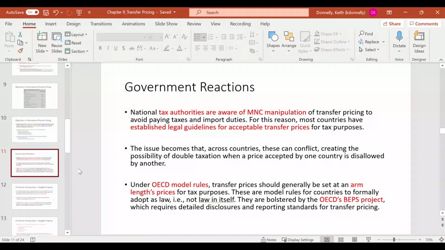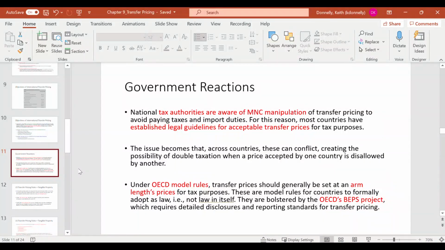So I guess the setup with all of this is governments are not stupid. That is to say, they know that businesses can do this, right? So tax authorities are aware of multinational corporation manipulation of transfer prices to avoid paying taxes and import duties. For this reason, most countries have transfer pricing laws. The issue becomes, and we'll see this later on, when you're looking at different countries, they can conflict, right? Creating the possibility of double taxation when a price is accepted by one country, but disallowed by another. We'll look at this later on.